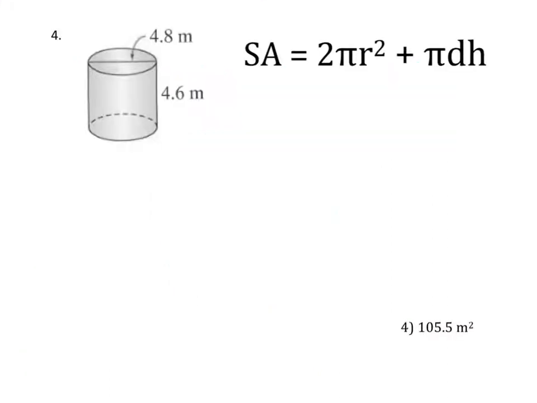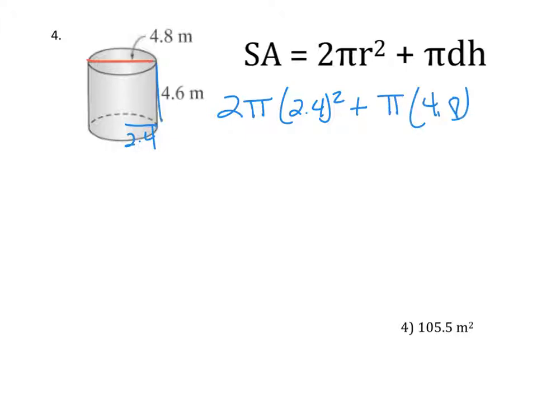Alrighty, so on this one, again, I have given you the diameter. What I really need is the radius here. I need them both, but the radius is half of 4.8, which is 2.4. So the radius is 2.4. So my surface area is, again, filling it in. We're going to have 2 pi times 2.4 squared plus pi, the diameter is 4.8, and the height is 4.6.